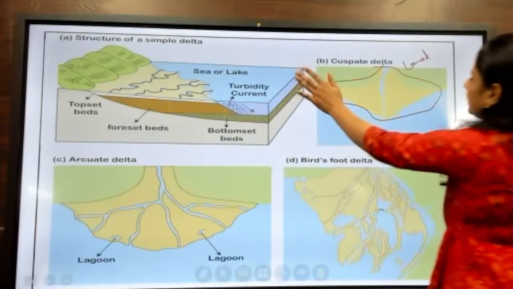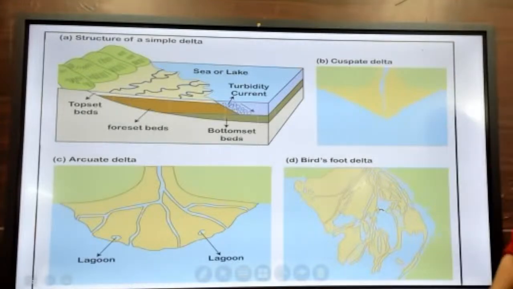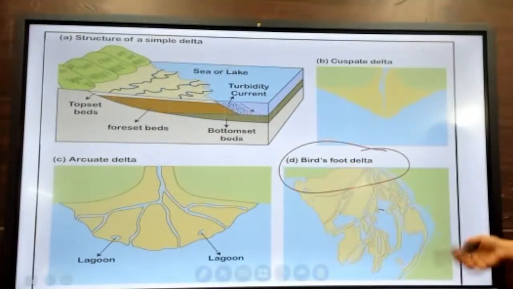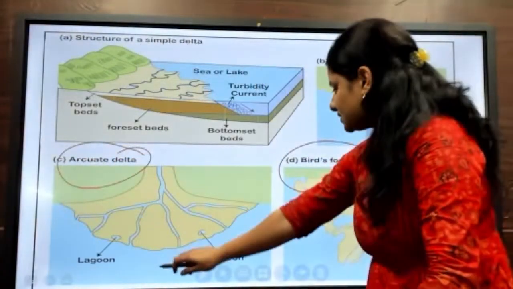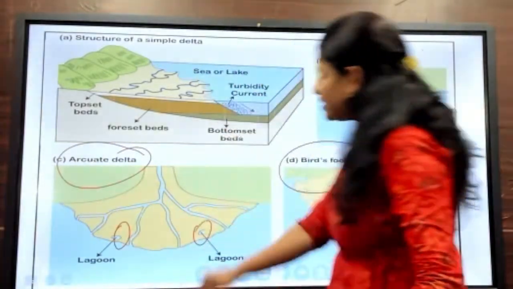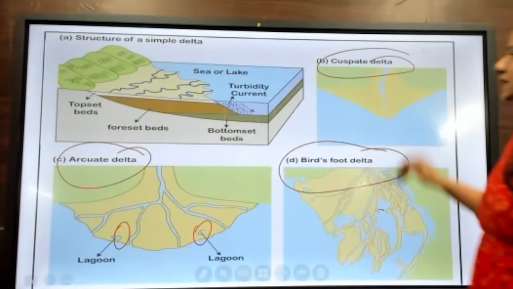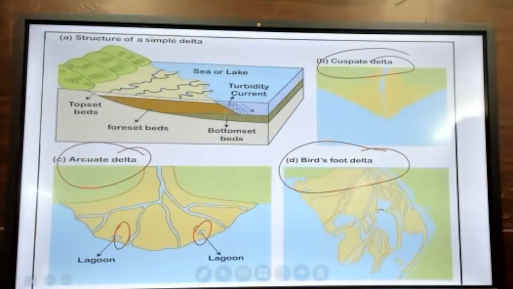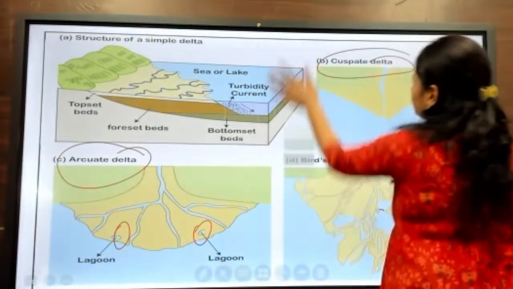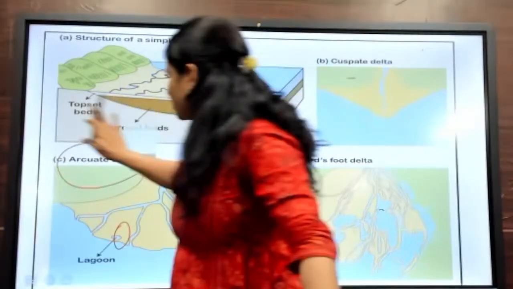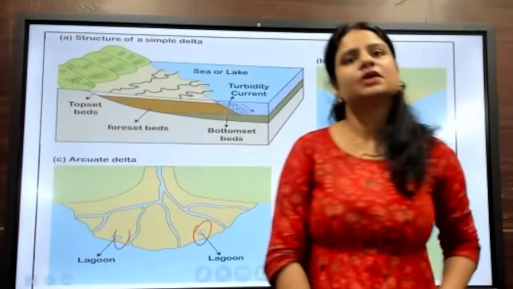Now in delta also you have different types of deltas. Bird foot delta is there. It is kind of like a bird's foot. Then arcuate delta is there. These are the lagoons, the backwaters or lagoons. This is because the river is meeting the ocean. So these are some types of deltas. Now this is a depositional feature of a river.